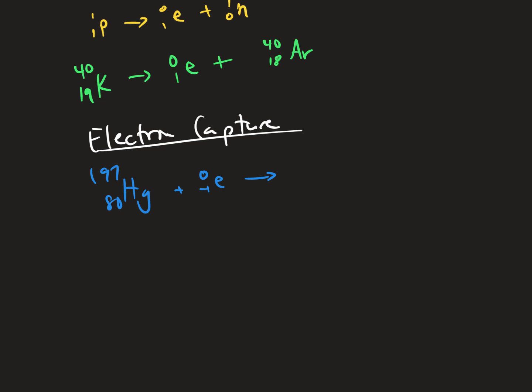And we want to know what we end with. So 197 plus 0 is equal to 197. 80 plus a negative 1 is equal to 79. Gold. Woo! Yeah, we know how to make gold now. Wait. Okay. Can you do that? Can you speed up this reaction? No.